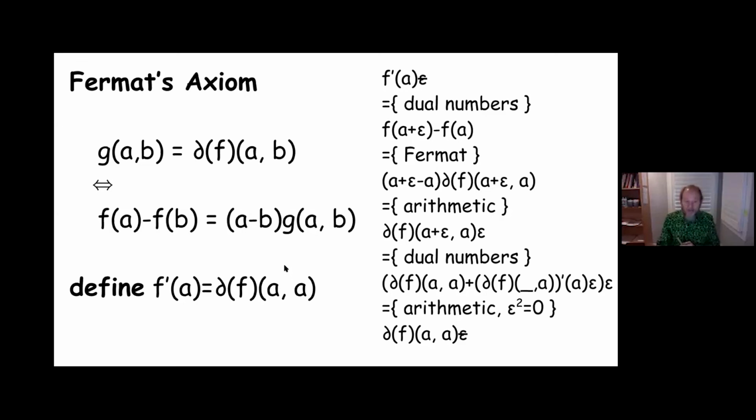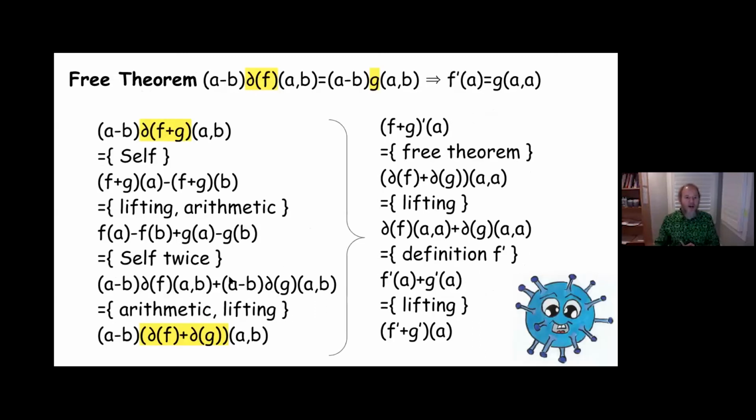And then the great thing is that we can now compute derivatives without using infinitesimals. If you look at one of the theorems that follows from the axiom, it shows that if you can prove that these two terms on the top left of the implication are equal, then the derivative of f equals g of a, a. And here's an example of a derivation where we're showing the sum rule using this. Again, there's no infinitesimals inside.